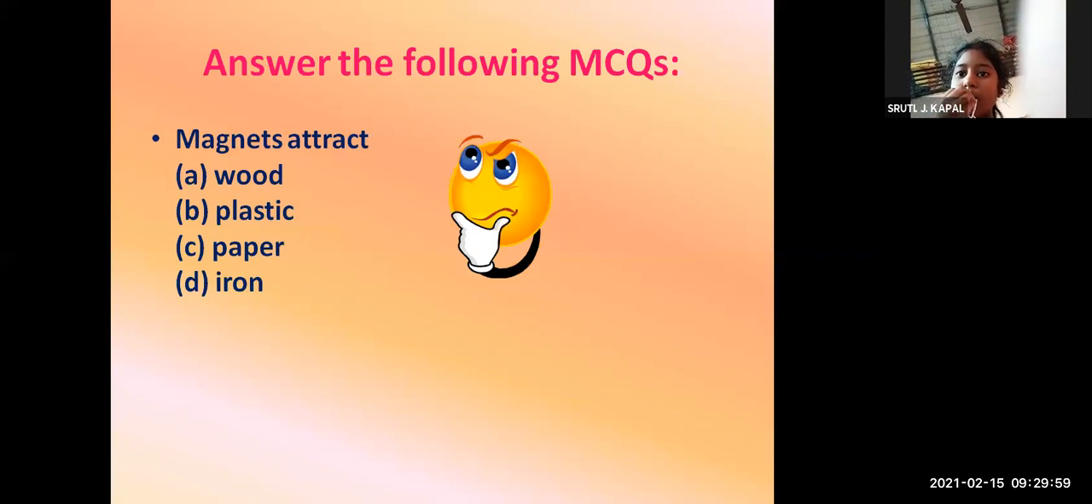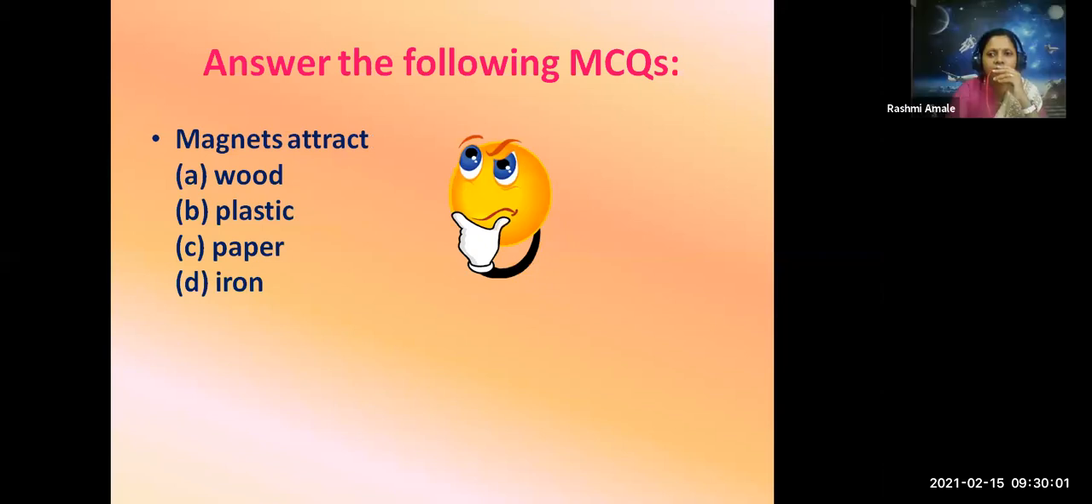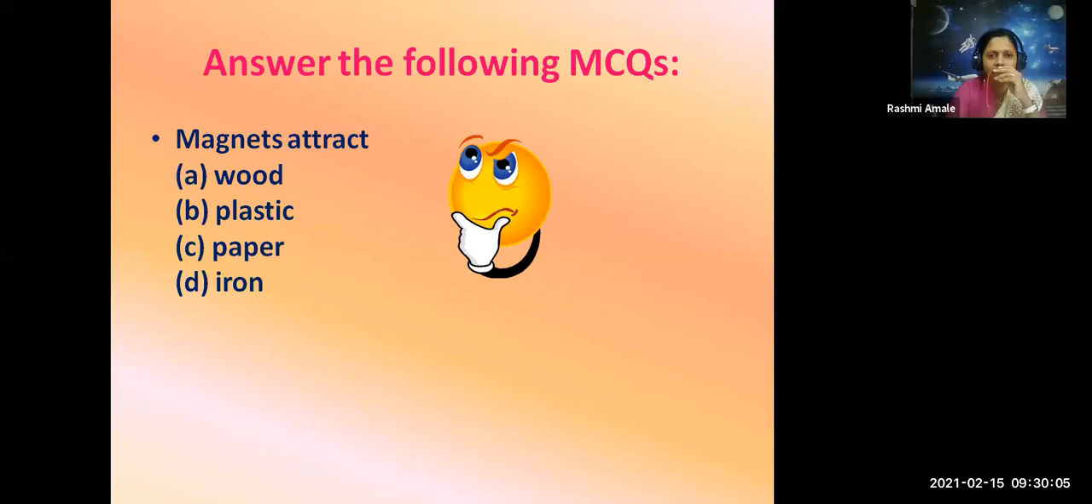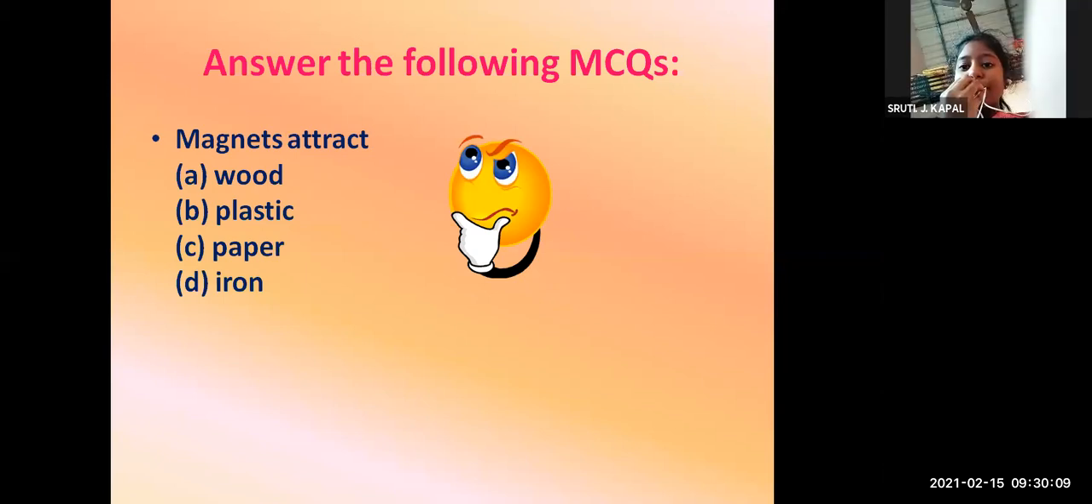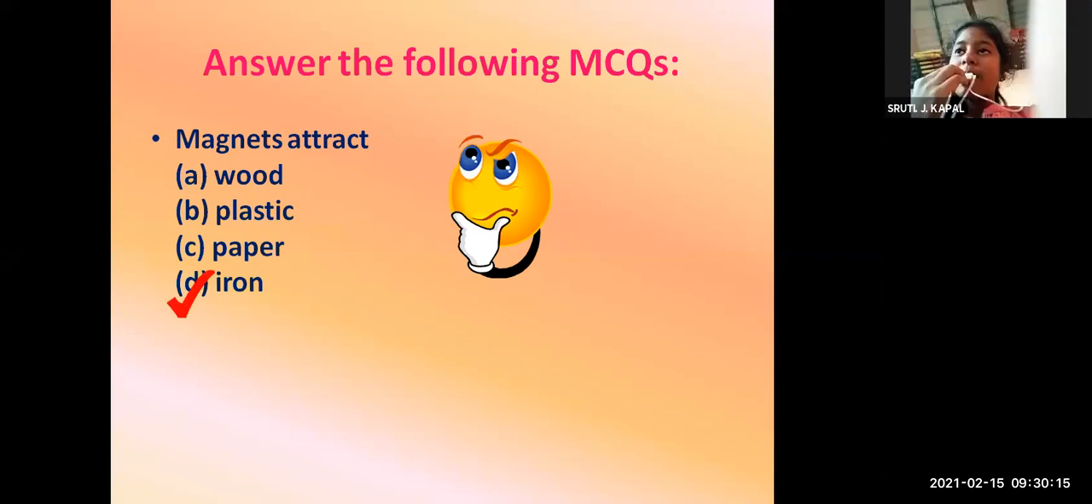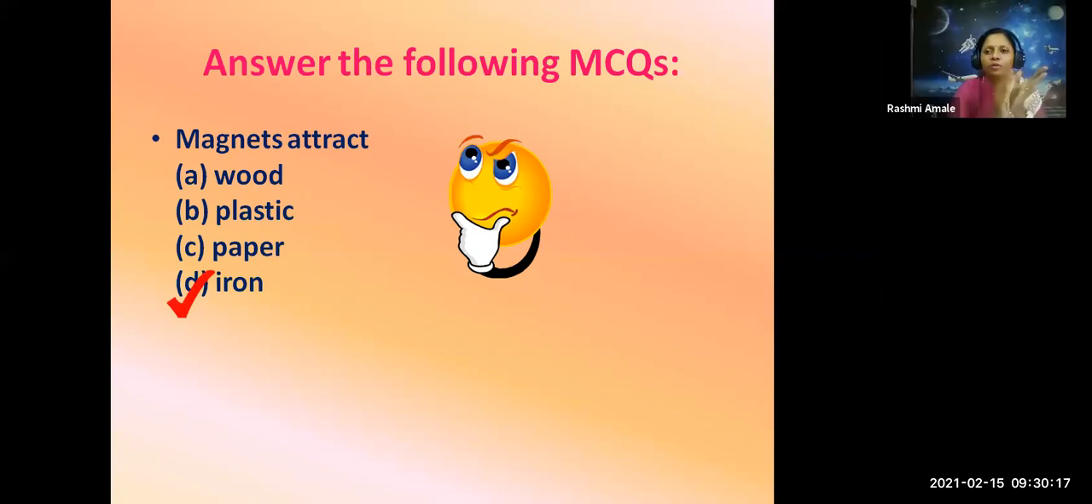One more MCQ is there. Read this. Magnets attract. Read the options. Plastic, paper, iron. And the correct option is iron. Very good. Clap for yourself. Very good.